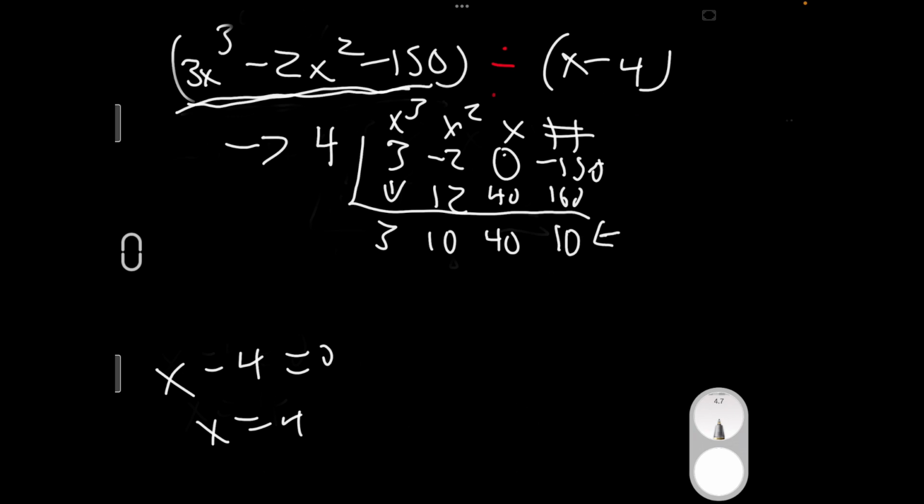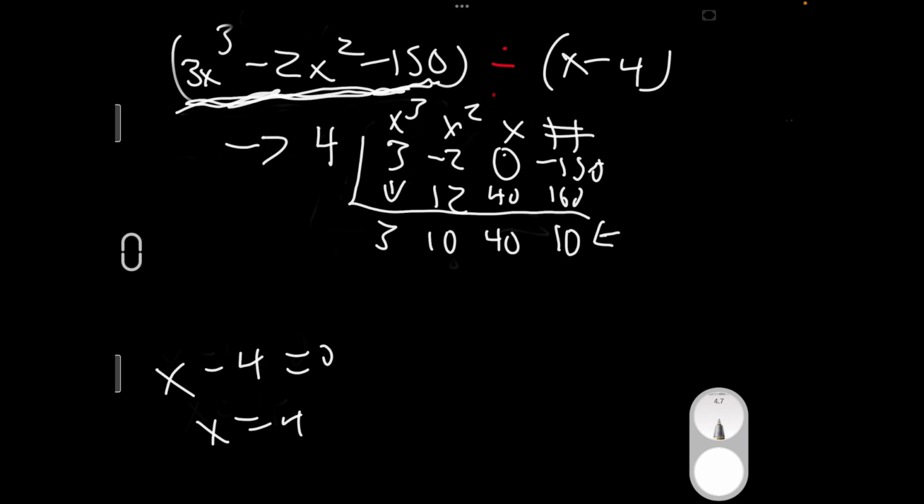This number is not a 0. If it was a 0, that means that x minus 4 is a factor. So since this is not a 0 and it's a 10, that means that x minus 4 is not a factor of this function right here. So that's going to change our answer a bit.